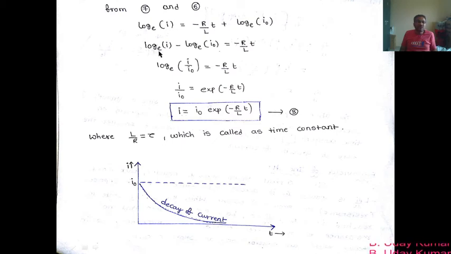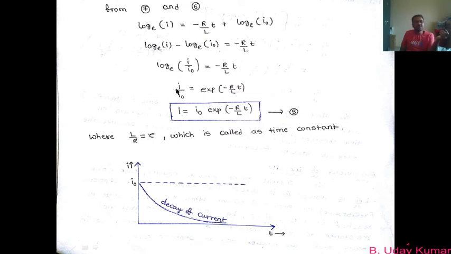If I do that, I get log to the base e of I minus log I0 is equal to minus r by L into t. So you know that log m minus log n is nothing but log m by n. Substitute that. If I do that, I get log to the base e of (I by I0) is equal to minus r by L into t. So apply the exponential on both sides and simply send this log term to the right hand side.